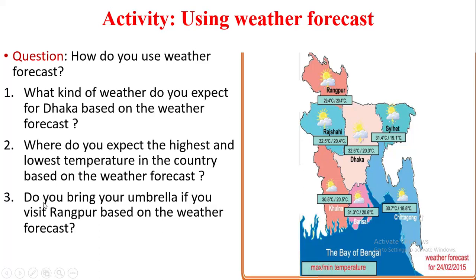Question 3. Do you bring your umbrella if you visit Rangpur based on the weather forecast? Based on the Rangpur weather forecast, we see here the maximum temperature is 29.4 degrees Celsius and the minimum temperature is 20.4 degrees Celsius. So we need not bring any umbrella to visit Rangpur because we already know that it's a time for cold days. So let's go to the discussion part.